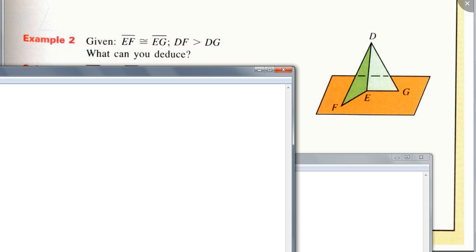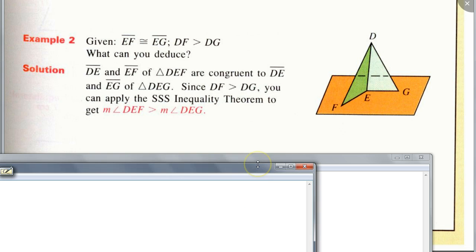Because of the side inequality theorem. Isn't this what we have? You have 2 sides congruent except the third side is greater than the other. Therefore the opposite angle of the greater side is going to be greater than the other one. Does that make sense? Any question here, guys? Can you do something like this for your homework? Yes. Okay.